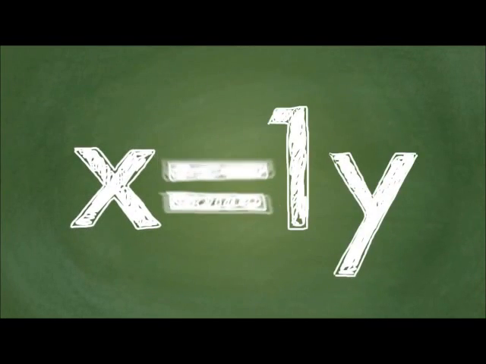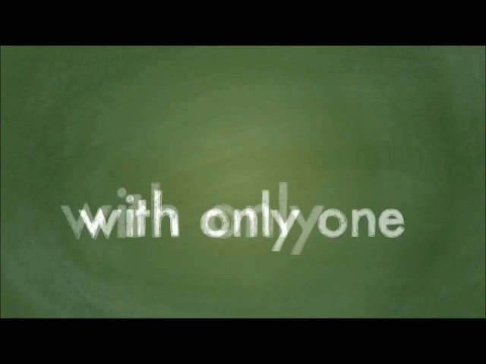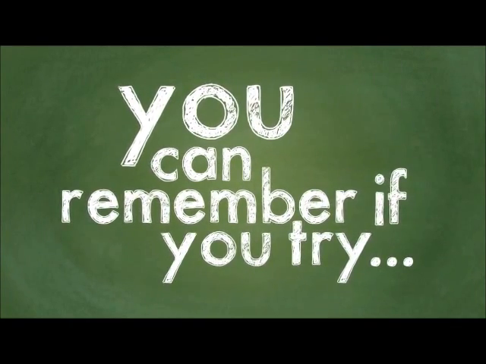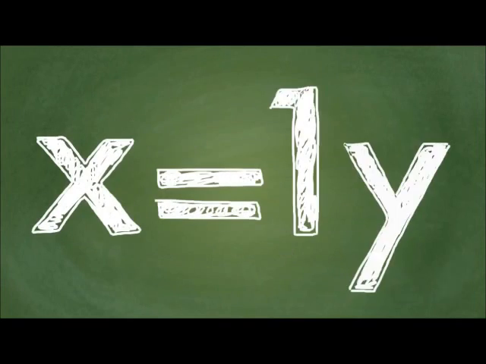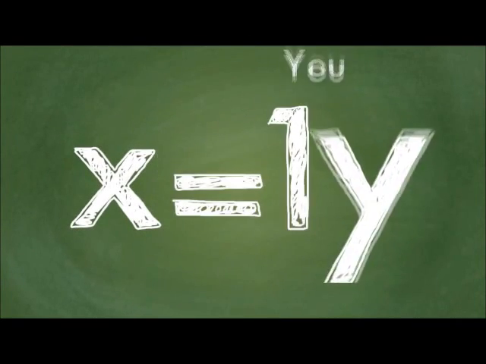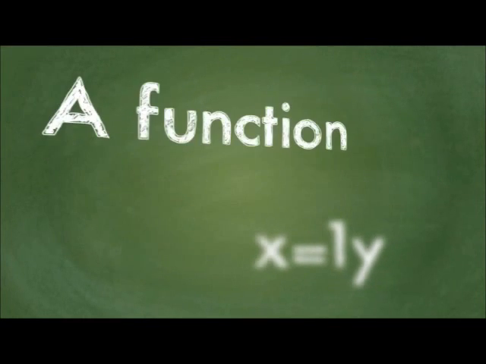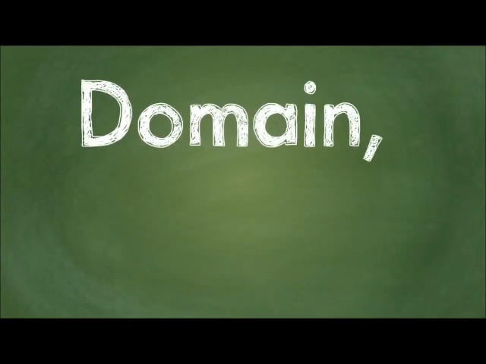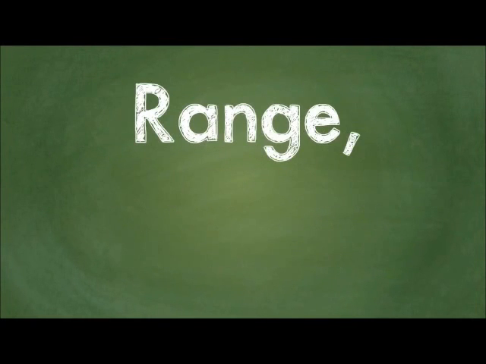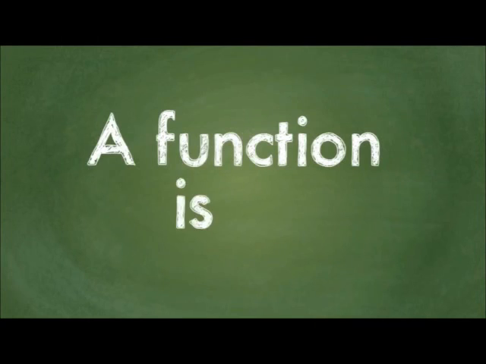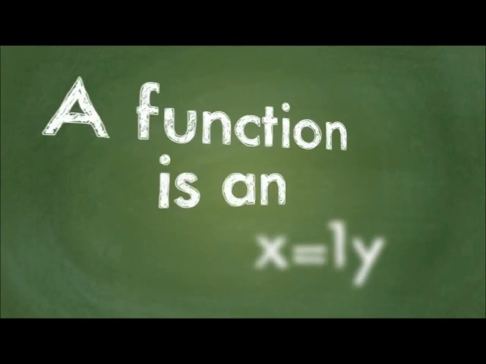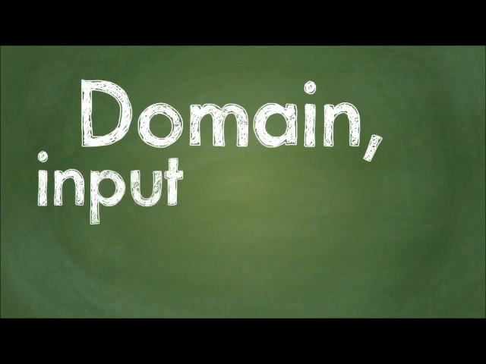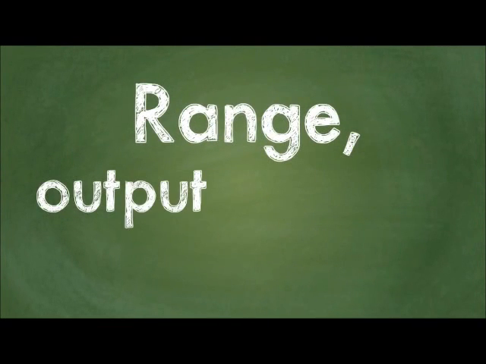A function is an x equals 1y. They have every x with only one y. You can remember if you try. A function is an x equals 1y. You can get yourself an A, you can have a good year, you can give your parents a thrill. Domain input x values you have, and range output y values you find.